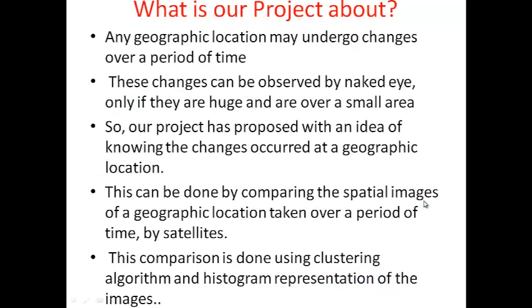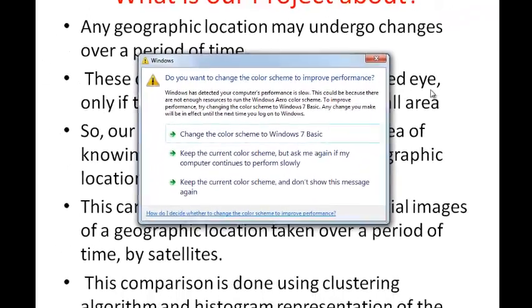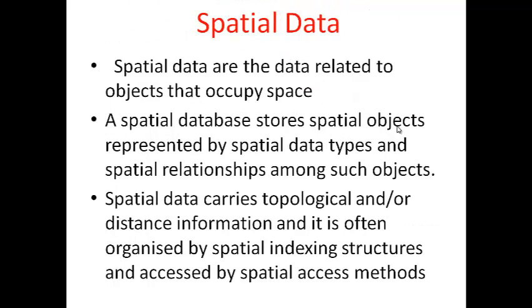What is our project about? Any geographic location may undergo changes over a period of time. These changes can be observed by naked eye only if they are huge and are over a small area. So, our project has proposed an idea of knowing the changes that occurred at a geographic location. This can be done by comparing the spatial images of a geographic location taken over a period of time by satellites. This comparison is done using a clustering algorithm and histogram representation of the images.